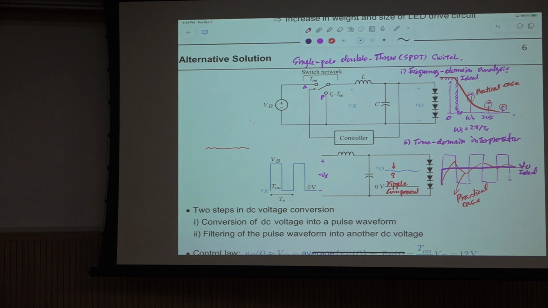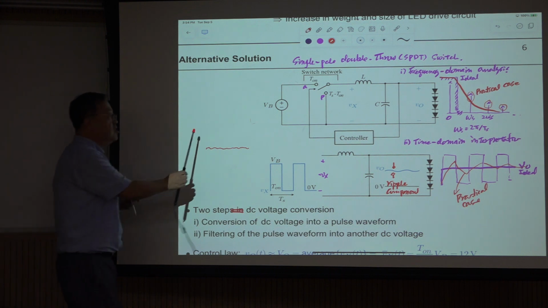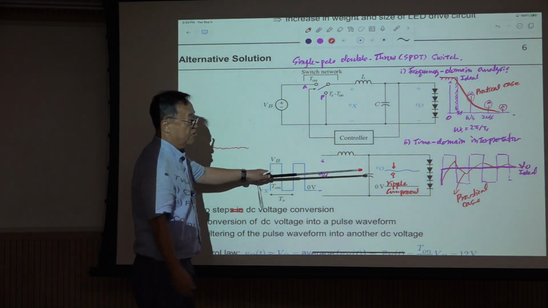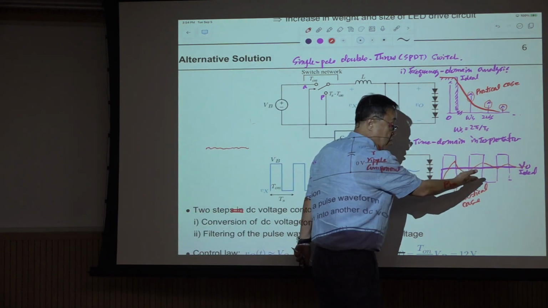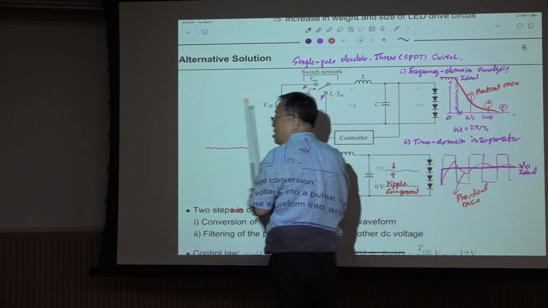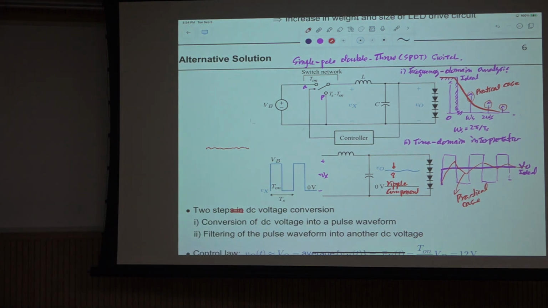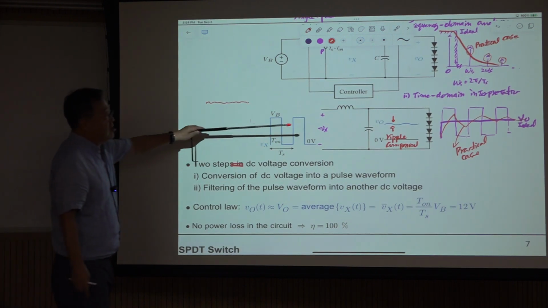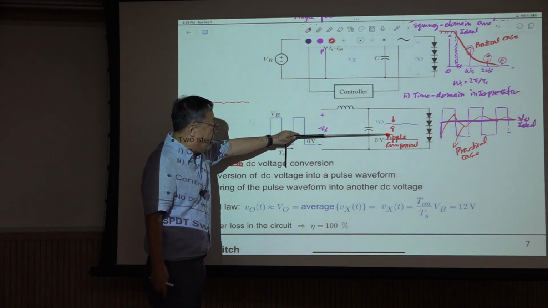So this is called two-step. Actually, there are two steps in DC voltage conversion. The first one is conversion of this DC voltage into this pulse waveform, and the second part is just filtering this out. Okay, just taking the average value of this, or just taking the DC component in the Fourier series expansion. So this one is that simple. And the control law is you want this one as constant as possible with minimal ripple component.